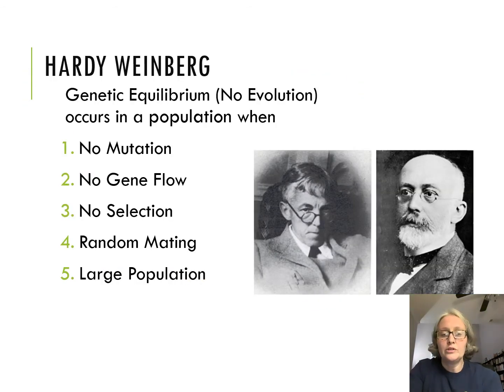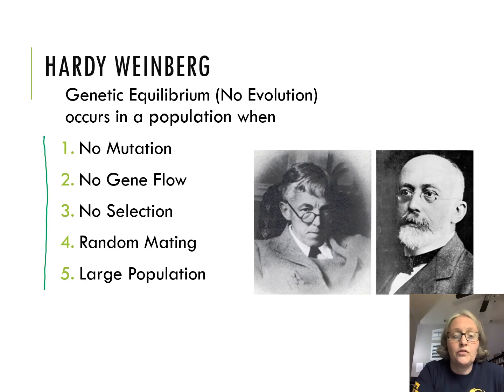Hardy and Weinberg, these two gentlemen we see here on the slide, described what would happen when populations found themselves in genetic equilibrium. This is a way of saying that populations are not evolving. In order for Hardy-Weinberg equilibrium to hold true, we have to meet 5 conditions. You should memorize and know these 5 conditions.